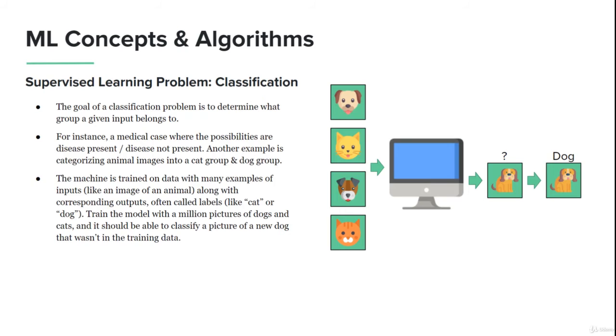And so the machine is trained on data with many examples of inputs, like the image of an animal, along with the corresponding output, often called labels, like a cat or a dog. So what we do is train the model with 1 million or so pictures, a ton of images of dogs and cats. And then after that, it should be able to classify a picture of a new dog that wasn't in the training data.